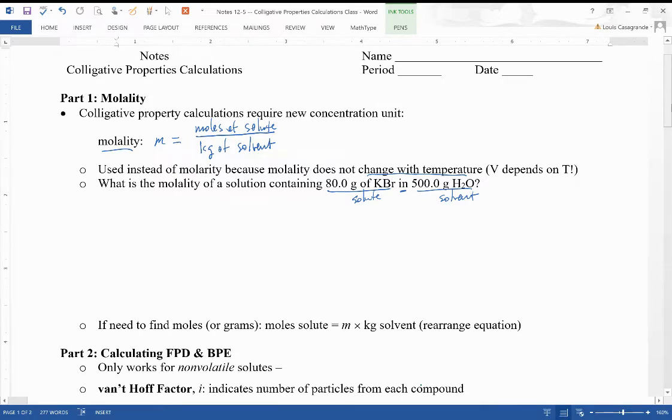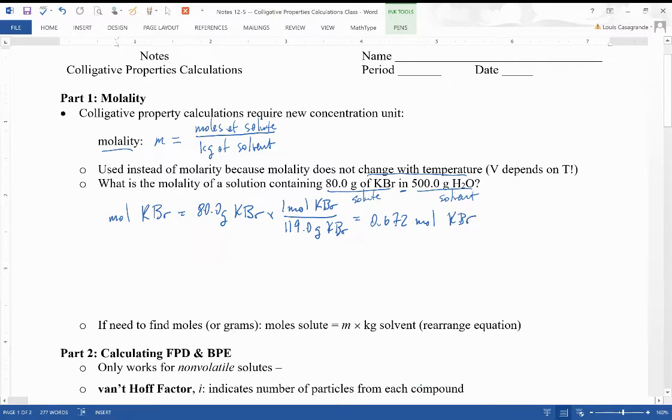So, knowing that we need the moles of the solute, we're going to calculate the moles of the KBr. We're going to take our 80.0 grams of KBr, and a little dimensional analysis: 1 mole KBr, and I'll spot you the molar mass, 119.0 grams of KBr. 4 sig figs is enough for us. And that's 0.672 moles of KBr.